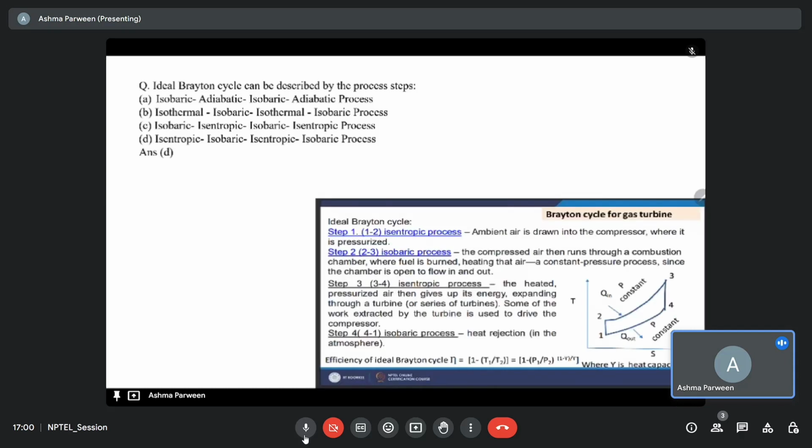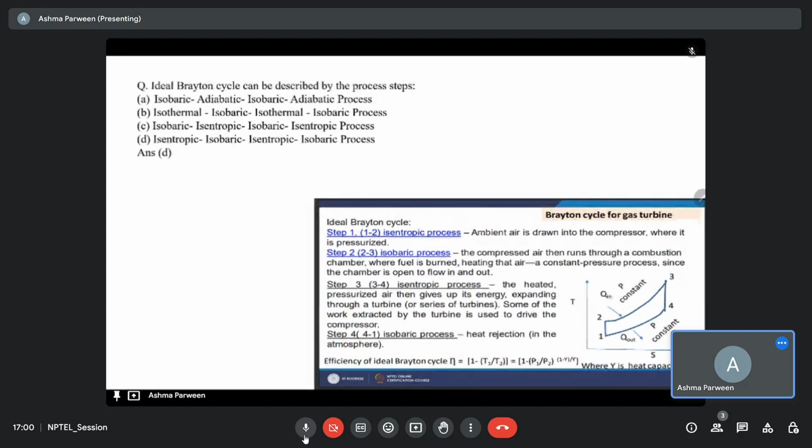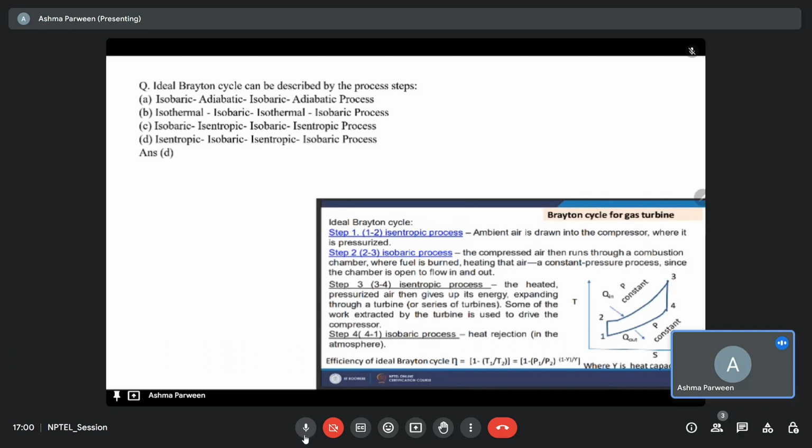So D is the correct answer. So this is the slide from the lecture for the Brayton cycle for gas turbine. It is a cycle which consists of isentropic process followed by isobaric process and again isentropic and isobaric process. So D is the correct answer. So these are the questions for assignment 4.